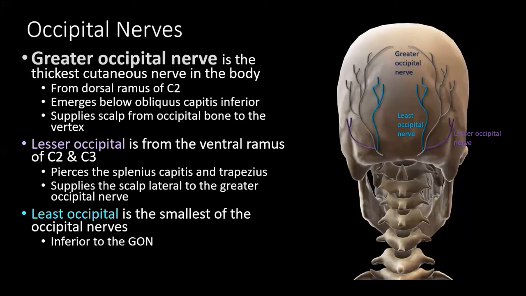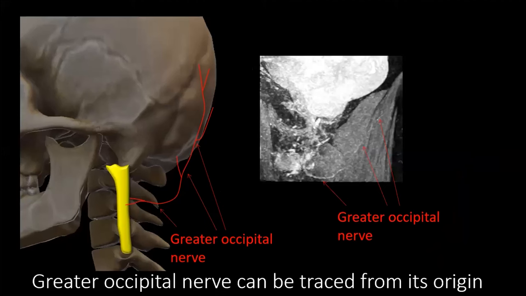your scalp, providing sensation. There's also the lesser occipital nerve and the least occipital nerve, but they're actually much more difficult to visualize by MR neurography. We can see a lot, but we can't quite see everything.